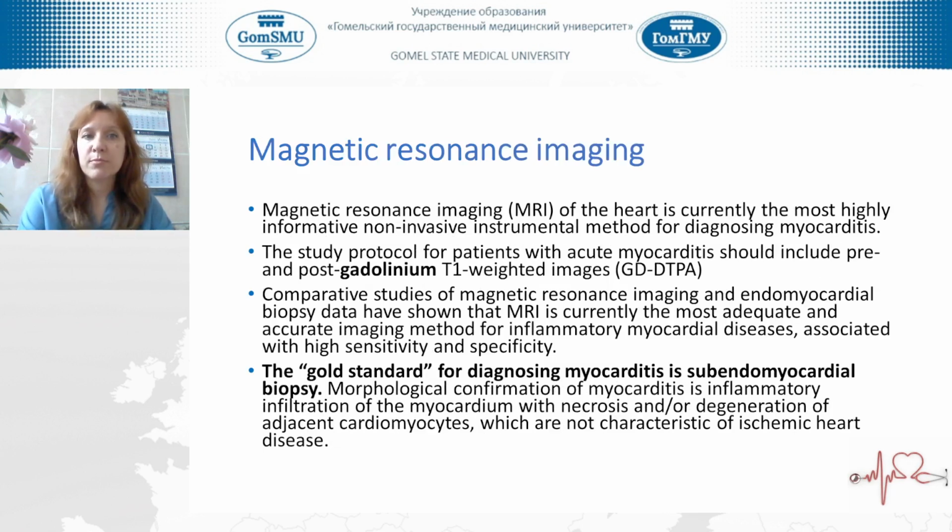Magnetic resonance imaging, MRI of the heart, is currently the most common non-invasive instrumental method for diagnosing myocarditis. The study protocol for patients with acute myocarditis should include pre- and post-gadolinium T1 weighted images. Studies comparing magnetic resonance imaging and endomyocardial biopsy data have shown that MRI is currently the most appropriate and accurate imaging method for inflammatory myocardial disease, with high sensitivity and specificity.